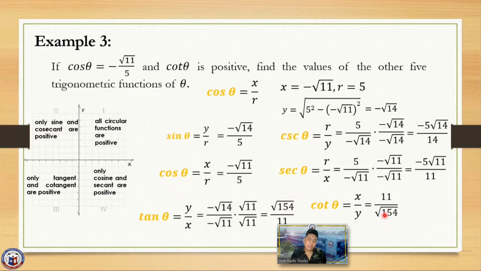Since it is radical, we multiply by a perfect 1. Then 11 times this is 11 times square root of 154 over 154. Since there is a greatest common factor between 11 and 154, which is 11, it becomes square root of 154 divided by 14. A little bit long, but that's how it goes. It is quite complicated, but it will get more complicated later on.